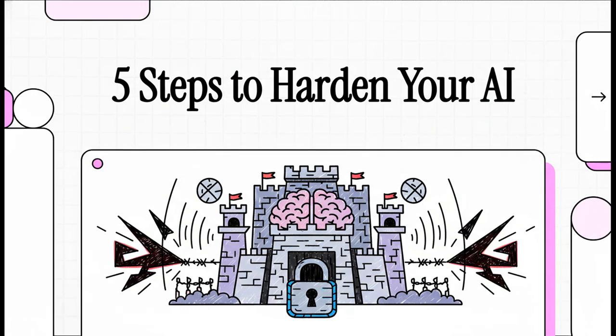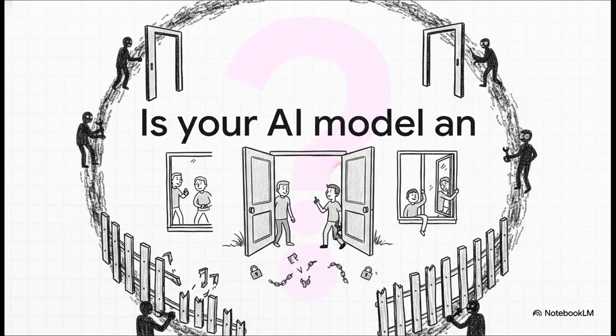Okay, so you've done the hard work. You've built and deployed your AI model. But is it a secure asset, or is it just a vulnerable target waiting for an attack? In this explainer, we're not just talking about security, we're building a fortress. We're going to walk through 5 essential steps to harden your AI, turning it from a liability into a genuine stronghold. So let's start with a really direct question.